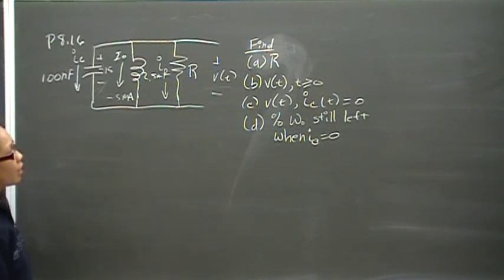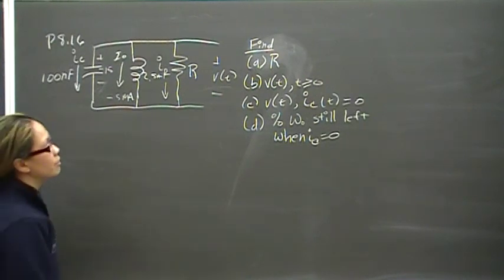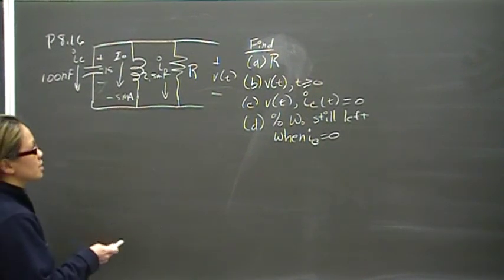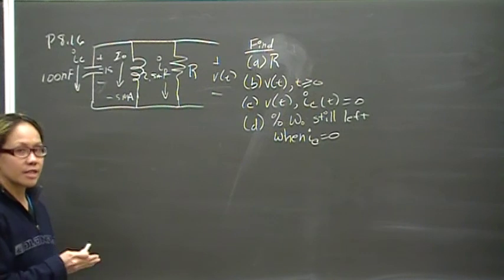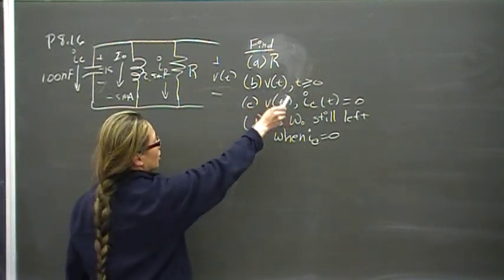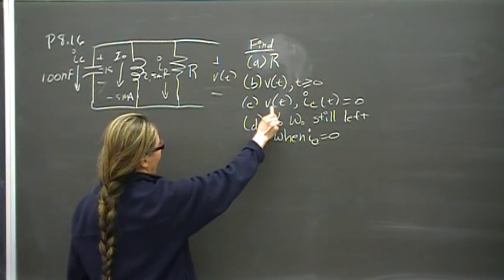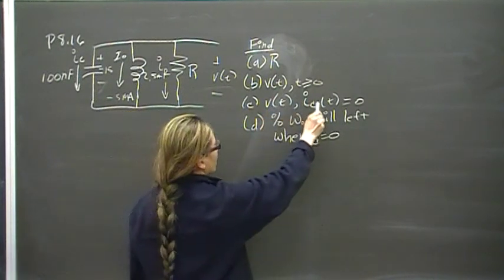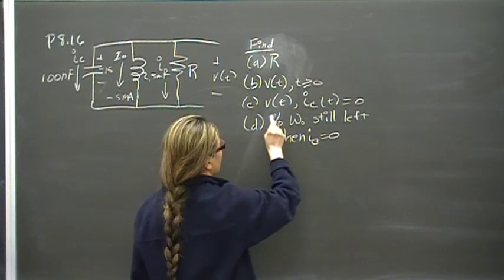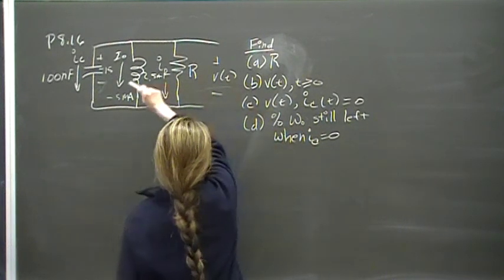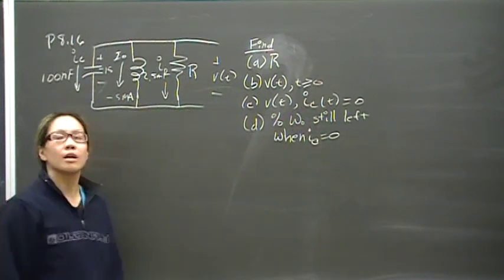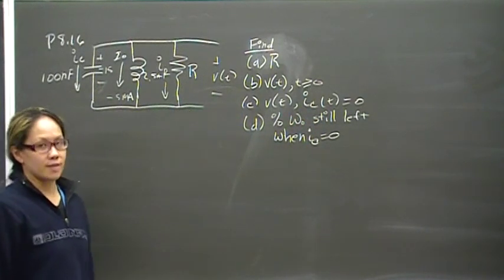And we need to find the value of the resistor, which has been adjusted for a critically damped response. We need to find a general equation for the voltage, the actual value of the voltage when the current through the capacitor is 0, and the amount of energy initially stored in this circuit that is still left when the current in the capacitor is 0.